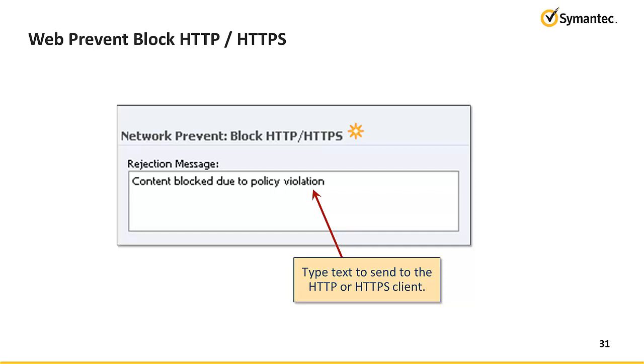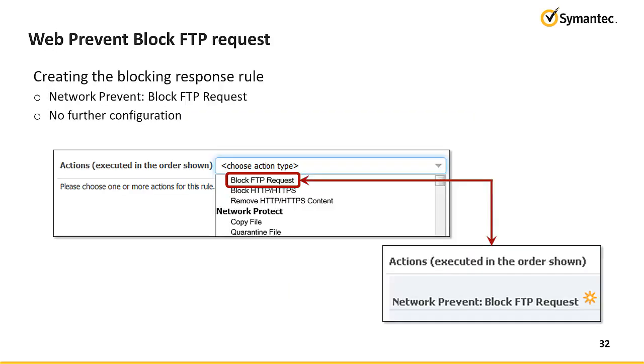For example, you may include some HTML coded text to display in a browser. But note that if the requesting client is not expecting an HTML response, the rejection message may not be displayed in the client's browser. For example, a client expecting an XML response to a web post may only indicate a JavaScript error. Lastly, to block FTP communications, creating the response rule is very simple because there is no configuration beyond adding the action to the response rule, as shown in this figure.